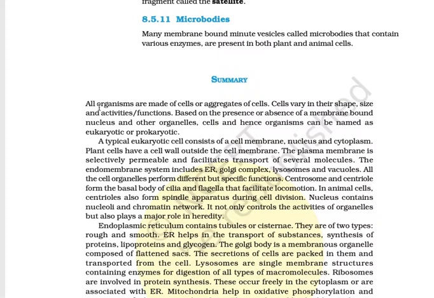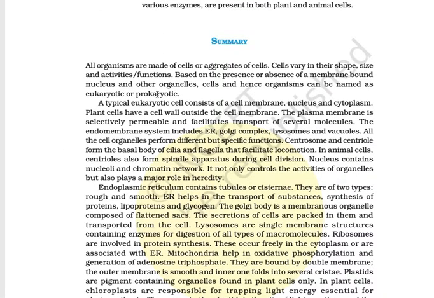Summary. All organisms are made of cells or aggregates of cells. Cells vary in their shape, size, and activities or functions based on the presence or absence of a membrane bound nucleus and other organelles. Cells and hence organisms can be named as eukaryotic or prokaryotic. A typical eukaryotic cell consists of a cell membrane, nucleus, and cytoplasm. Plant cells have cell wall outside the cell membrane.